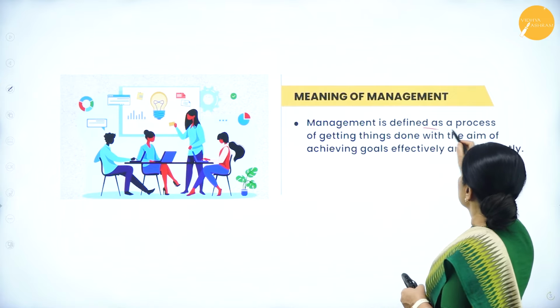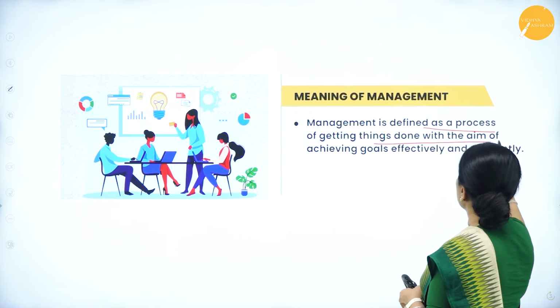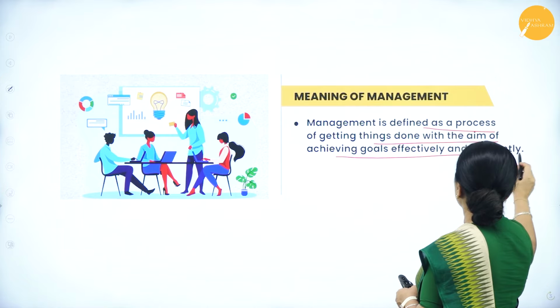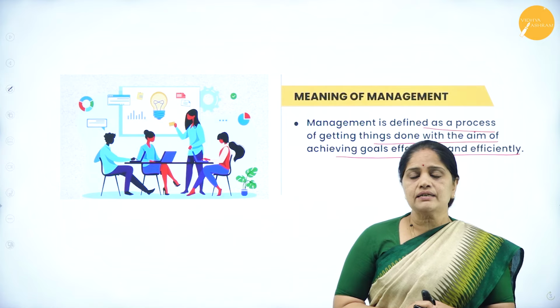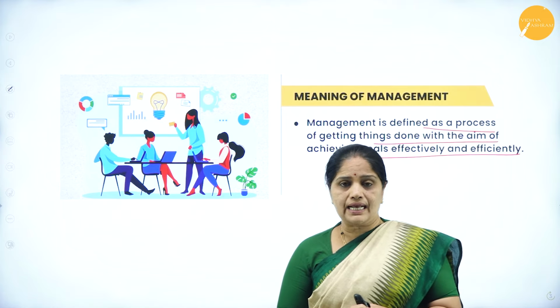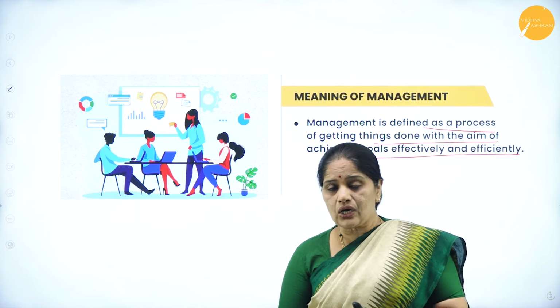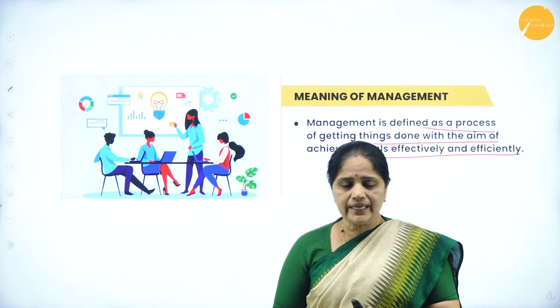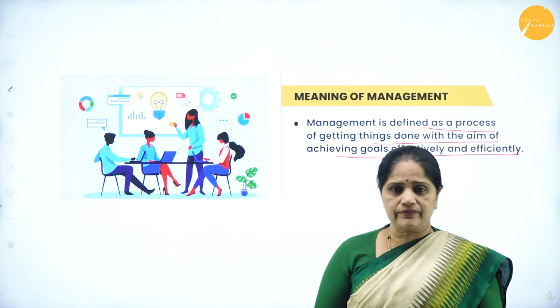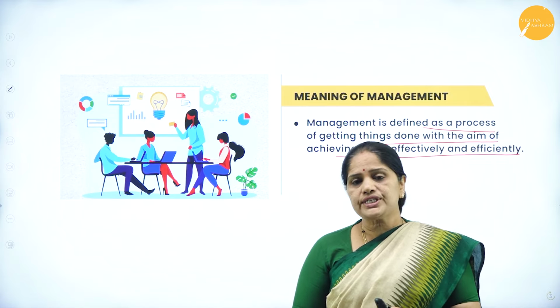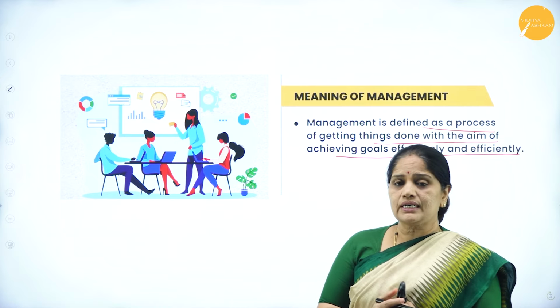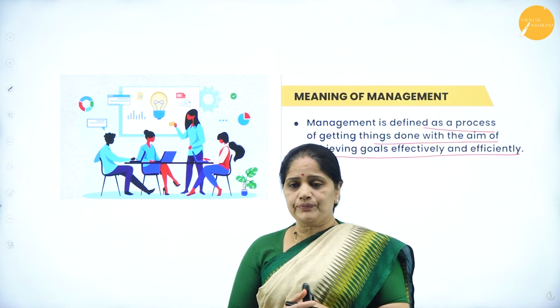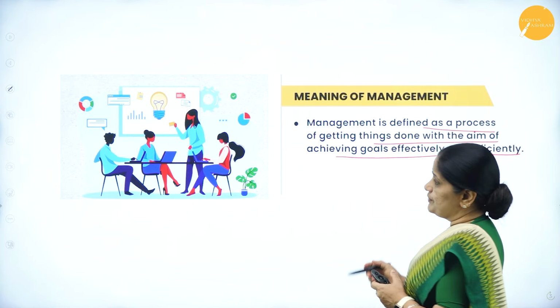So management is defined as a process of getting things done with the aim of achieving goals effectively and efficiently. So in management, it is nothing but achieving the goals of the organization. Whatever the goals of the organization are, they have to be achieved efficiently and effectively. Efficiently means within the stipulated time and within the resources available, and effectively means with the right quantity and at the right time. So that is what we mean by effectively and efficiently.